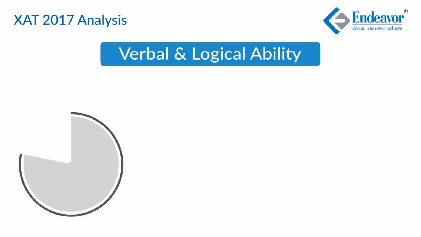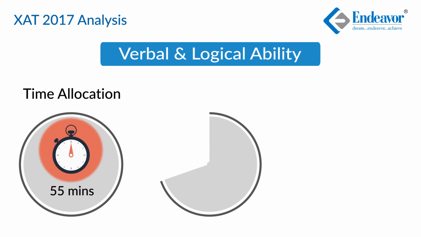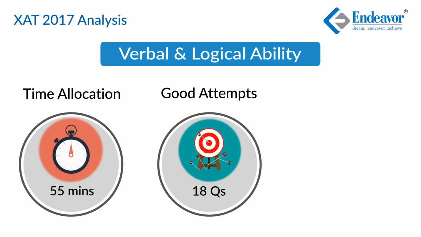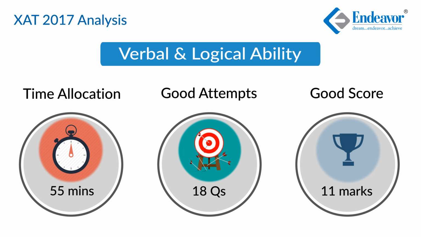Overall, if 55 minutes are allocated for this section, approximately 18 to 19 attempts were possible for somebody who is targeting a 98 percentile. And owing to the inference-based pattern which XAT generally follows, a good score in this section can be considered to be 11 for an equivalent 98 percentile.